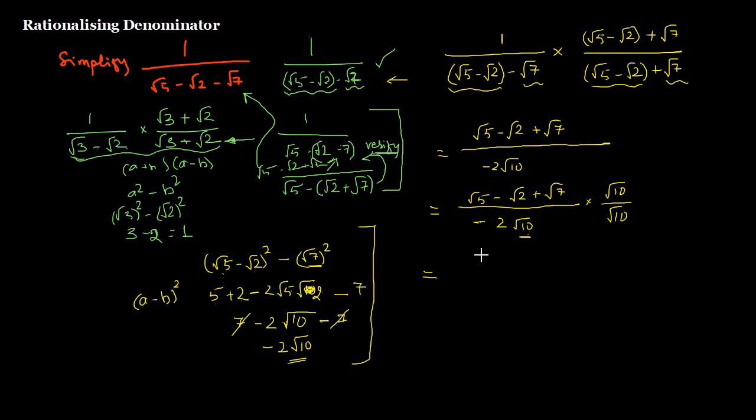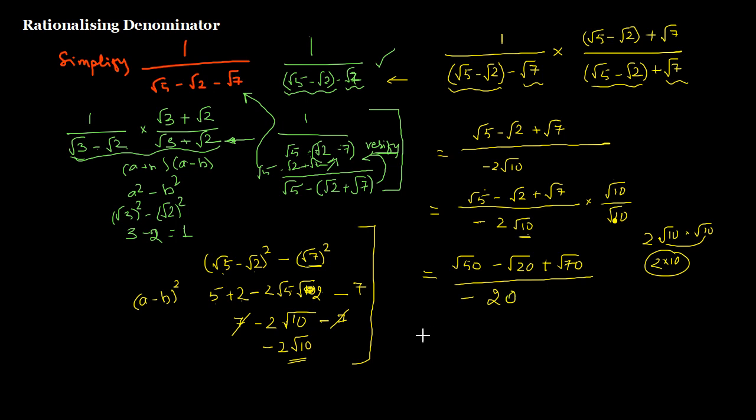So now what happens? Root 5 into 10 is root 50, root 2 into 10 is minus root 20, plus root 7 into 10, which is 70, divided by, I still have minus, I'll keep it as is, we'll come back to that minus later. Root 10 into root 10 is 10, and into 2, this is 2, root 10 into root 10 is 10, and I still have that 2, it will be 20, right? You have 20 there.